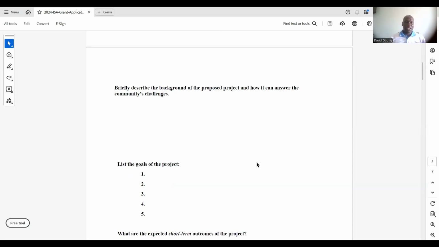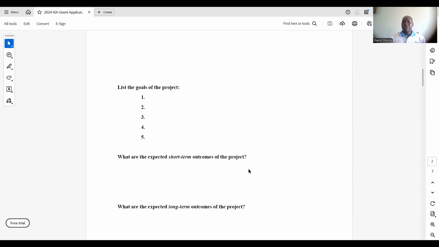Then another section is to list the goals of the project. Please, when you are talking about the goals, let them be broad enough and detailed enough, because this also tells the selection committee what you plan to achieve. So let it be detailed. One thing I would also like to emphasize is please go and read and research about the tense which you will use when writing the goals.